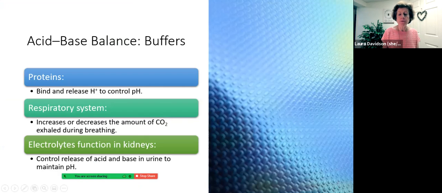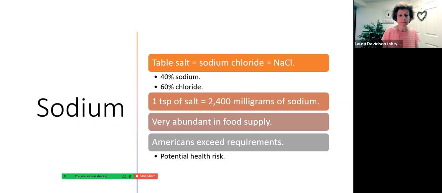So buffers are very important for the body to maintain pH where pH should be. Proteins can act as buffers. The respiratory system is important for maintaining the proper pH, and electrolytes function in the kidneys. All right, so now let's talk about these major minerals.